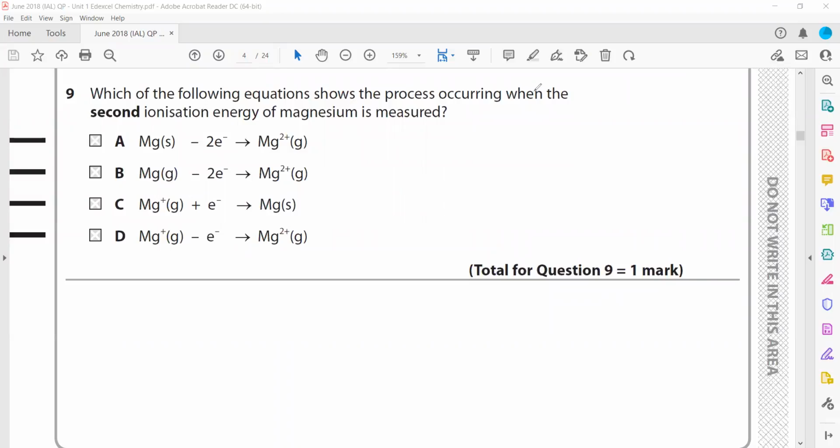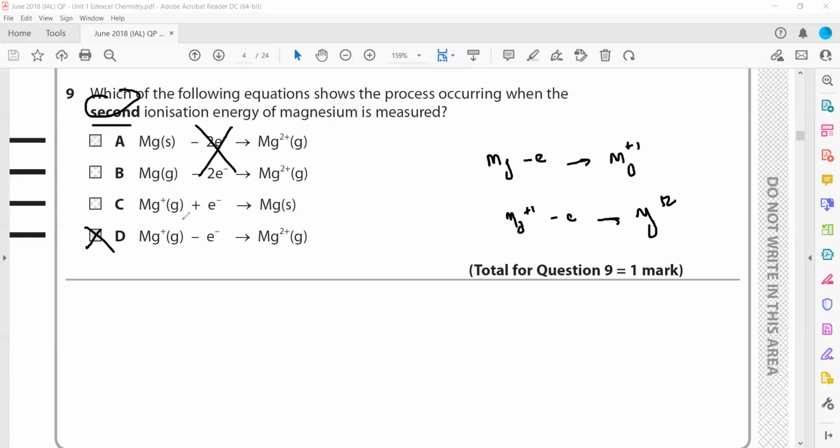Which of the following equations shows the process occurring when the second ionization energy of magnesium is measured? First ionization energy is when we remove one electron, and ionization energy means the energy needed to remove an electron. That is first. Second ionization means we remove the second electron; one electron is already removed, and now we are removing the second electron. So this option cannot be right because we are removing two electrons at the same time. But in the question, it is only the second ionization, not first and second. So that's why D is the right answer.